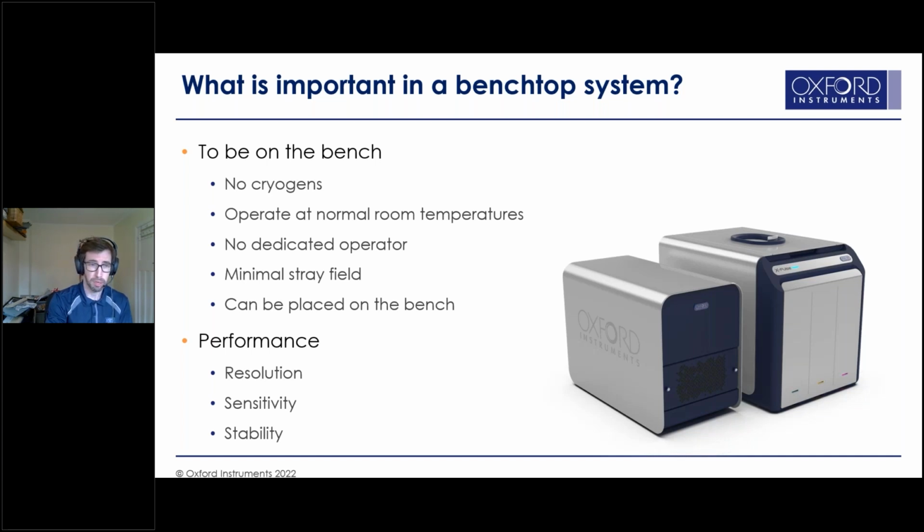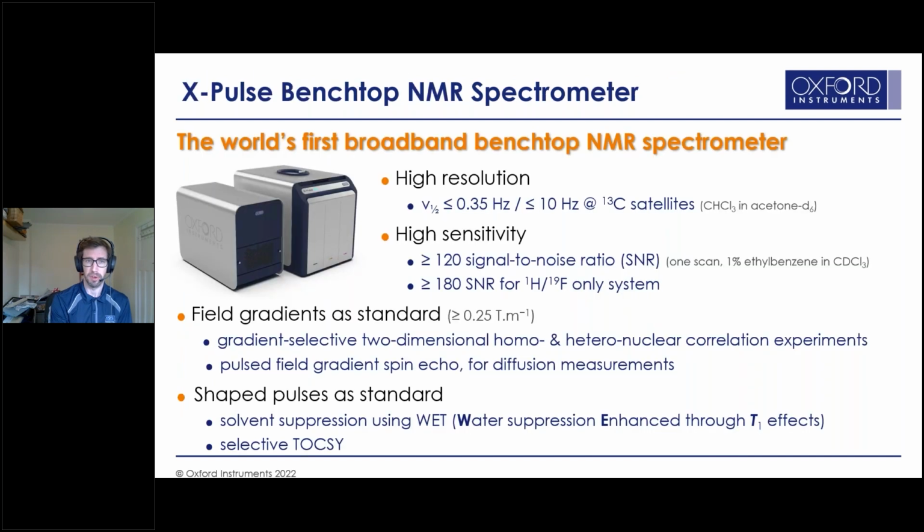Once you've got it on the bench, it also needs to perform to a specification that allows you to get the results that you need. Typically when we're talking about NMR, we talk in terms of resolution, sensitivity, and stability. I'll talk about exactly what those look like on our instrument in a couple of slides' time. Just to give an overview of the instrument itself, the X-Pulse, that all the data I'm going to show was collected on, is a very high resolution benchtop instrument.